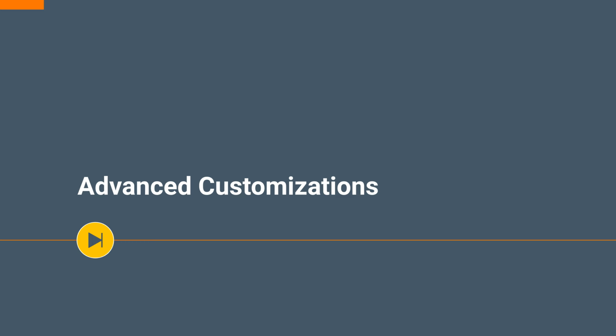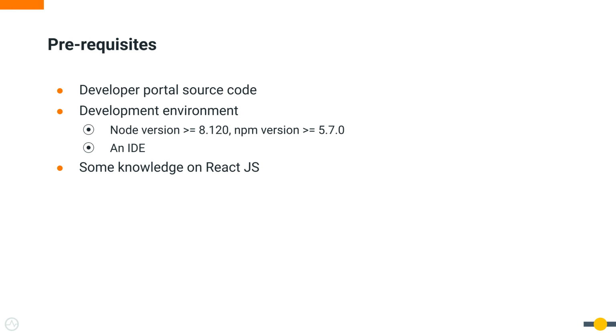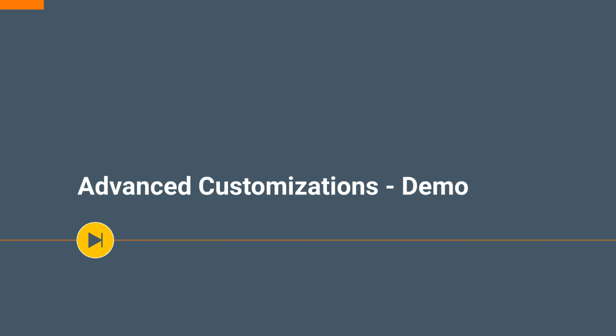Unlike basic customizations, in advanced customizations, you are not limited by a template. You can write your own React code using the existing REST API. This can result in completely new user interfaces and user experience. For advanced customizations, you need to have the developer portal source code, a development environment, and some knowledge of React.js. Make sure you use the correct Node and NPM versions as mentioned. Let's see the advanced customization in action.